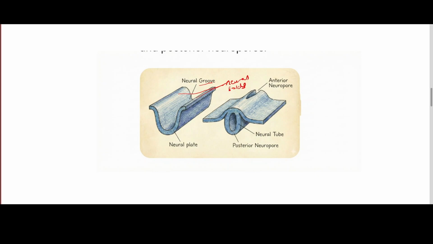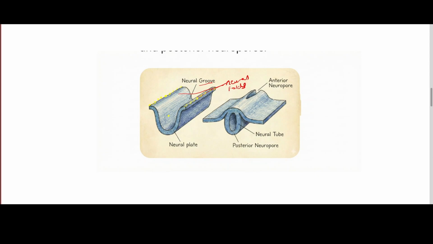Now at the tip of the neural folds, there is a special population of cells that appears, and these are called the neural crest cells. So at the tip of the neural folds around this side, we have specialized cells that appear. These cells will later detach and migrate, forming most of the peripheral nervous system and many other structures.